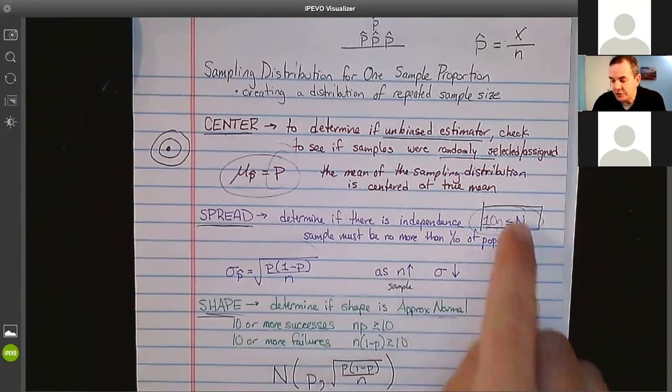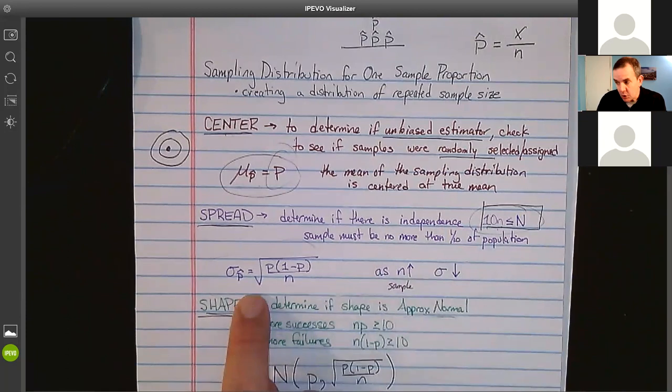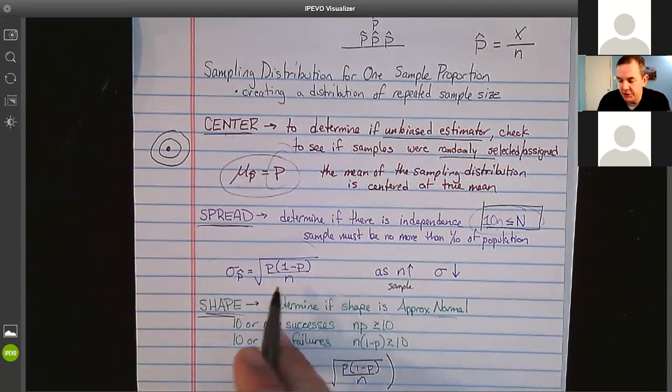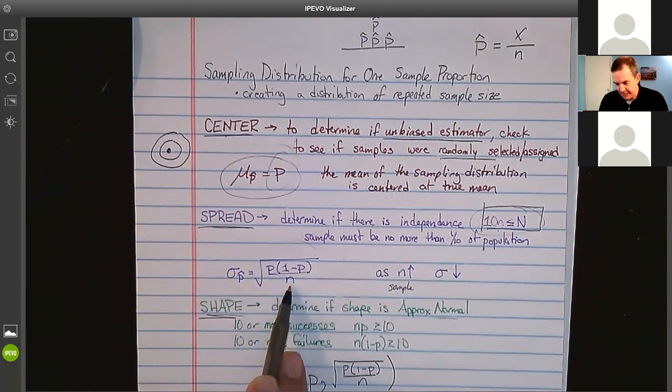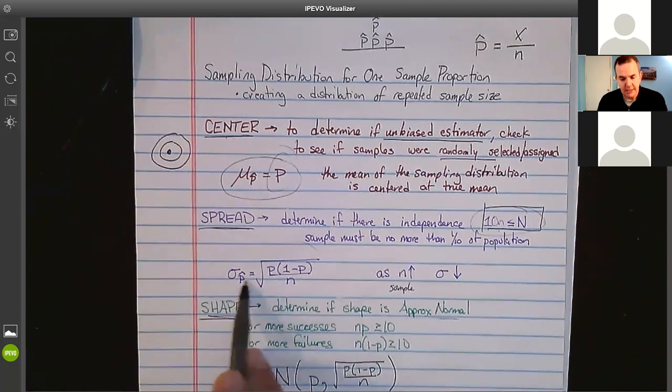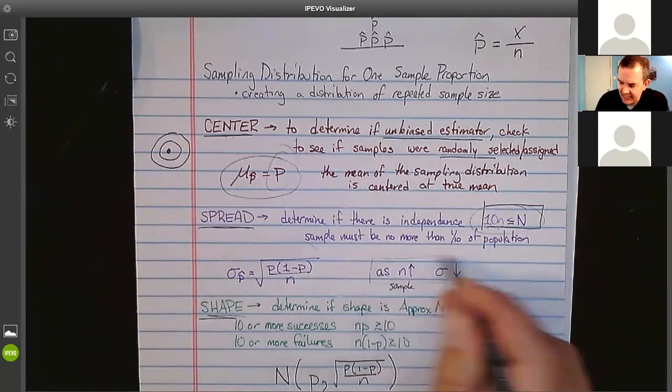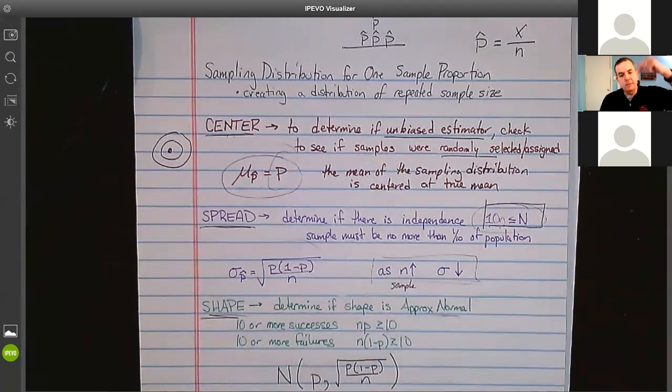So if we abide by this rule, we can use this formula on our formula sheet that allows us to calculate the standard deviation. I take the true proportion, multiply it times its complement, and divide by the sample size. That gives me the standard deviation. I put this note here: as n increases, sigma decreases, because it's something we talk about a lot moving forward.